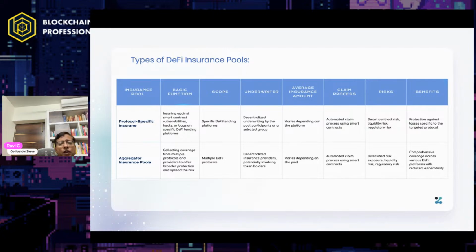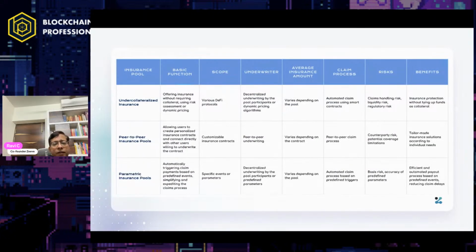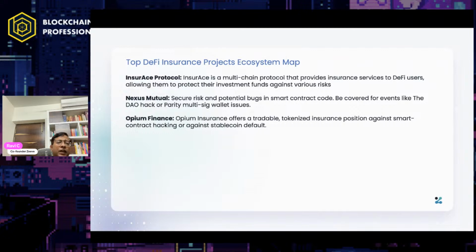There are various kinds of DeFi insurance pools. There are protocol-specific insurance pools, which cover any hacks, smart contract issues or wallet issues that happen within that protocol. There are aggregator insurance pools, which cover smart contracts across multiple protocols. And then there are various other insurance pools. Some of the top players are Nexus Mutual, which insures against smart contract hacks, bugs or risks. Multi-sig wallet issues and DAO hacks can also be easily covered using Nexus Mutual. Other players are InsurAce and OPM Finance.